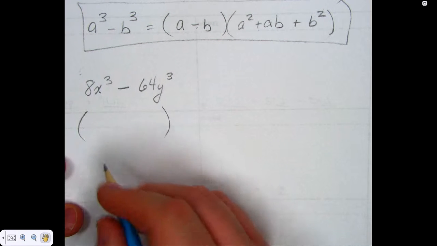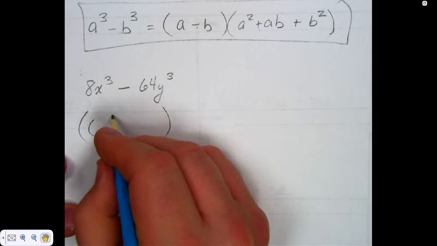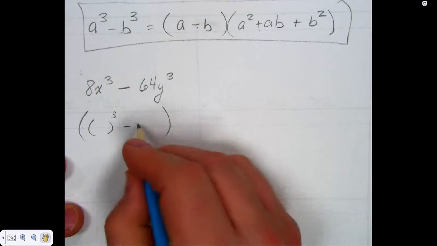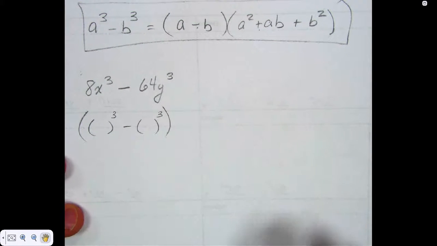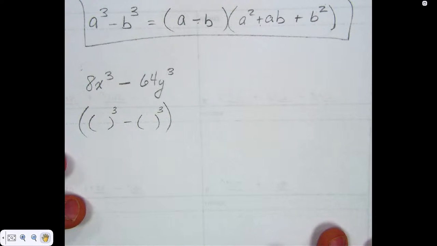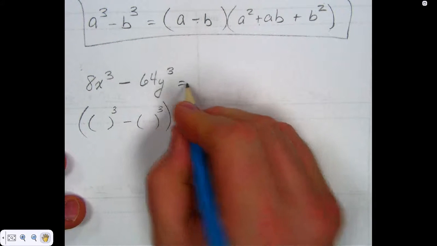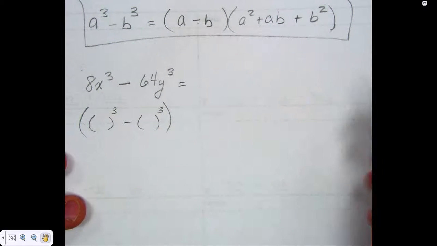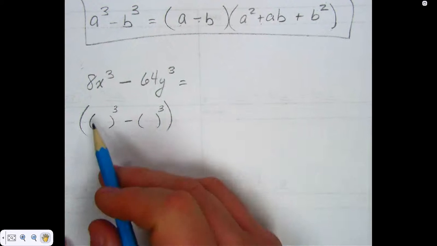To me, the key here is finding what A is and what B is. Would you guys agree on that? Because once you do that, you just plug A and B in. But that can be a little hard.